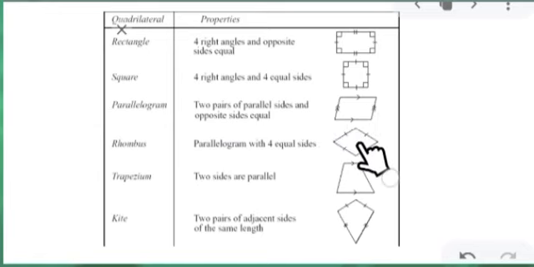Here it looks like a square and parallelogram with four equal sides. Four equal sides. And here this is a trapezium. Two sides are parallel. Here we can say this side and the top side both are parallel. This is not parallel. So two pairs of adjacent sides of the same length. Here these two are equal. Here these two are equal in size.